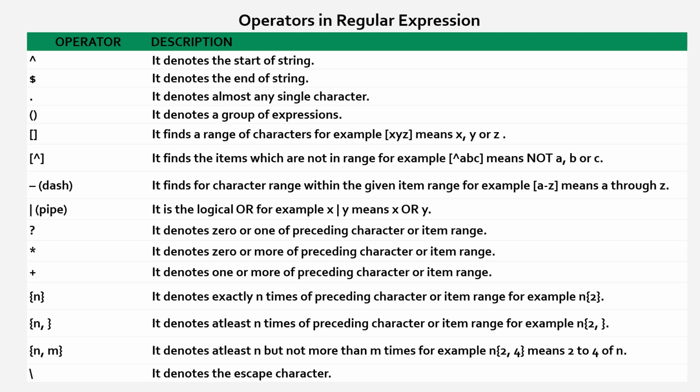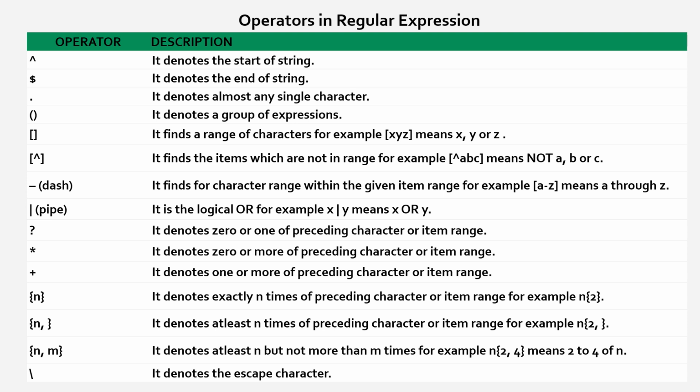Now within curly brackets, if you specify any digit, that means exactly that number of the preceding character. That is what it means. For example, a{2} means exactly 2, and then a digit followed by a comma, like {2,}, means at least 2. That is what it means.